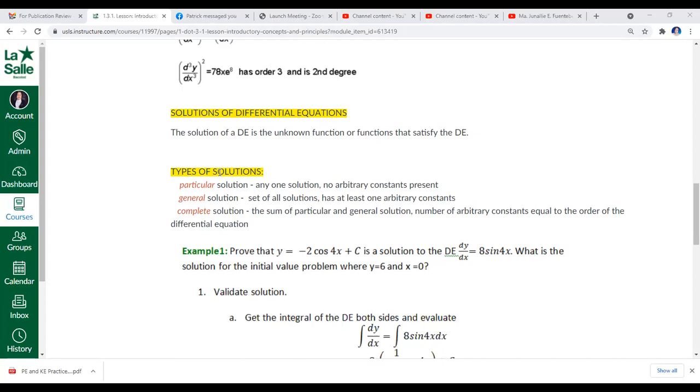If there are no conditions, then the solution that you will be getting will be either a general solution or a complete solution. Now let's distinguish one of these three from each other. So we will distinguish one from the other. So when we speak of a particular solution, this is any solution, but take note, I'd like to annotate this one.